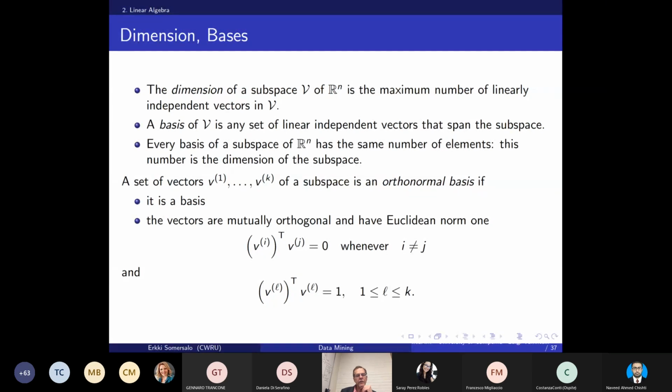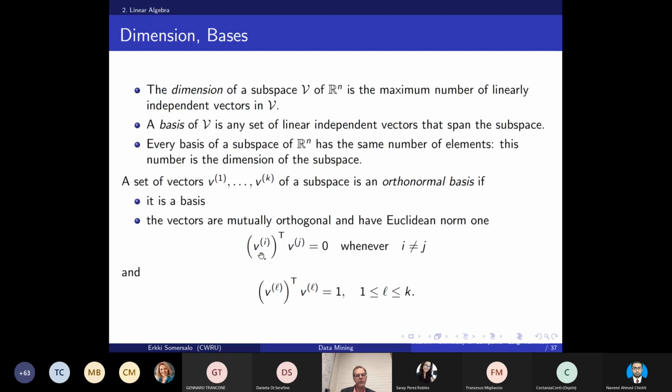Now, often it's convenient if your spanning vectors are mutually orthogonal, and then we say that we have an orthonormal basis. An orthonormal basis, what does it mean? You have k vectors v1, v2, etc., vk. First of all, since we are talking about a basis, these vectors have to be a linearly independent set, so they have to be a basis. Remember, basis means that they are linearly independent and they span the subspace. But moreover, these vectors are mutually orthogonal.